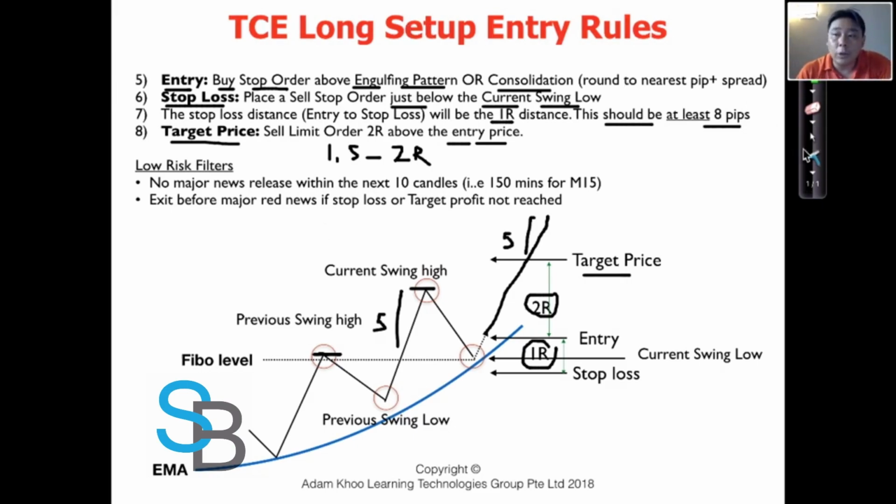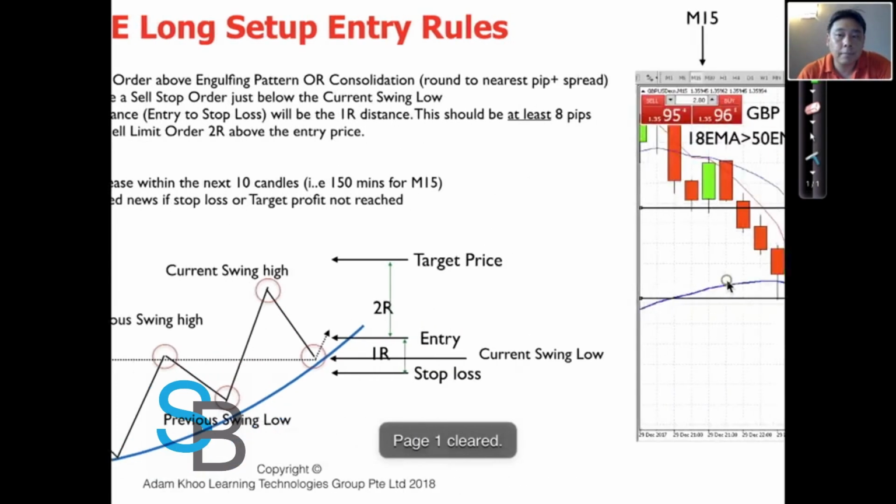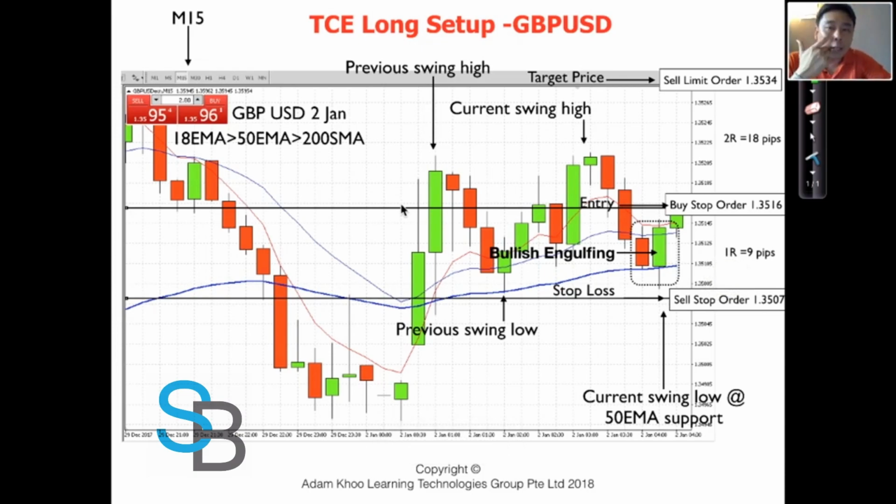All right, so let's take a look at a few examples so you really understand the concept. The first example is on the pound dollar. This is a long trade example, and you can see again we've got the wave pattern making higher highs and making higher lows. This is the current swing high, which is above the previous swing high, check. Current swing low above the previous swing low, check.